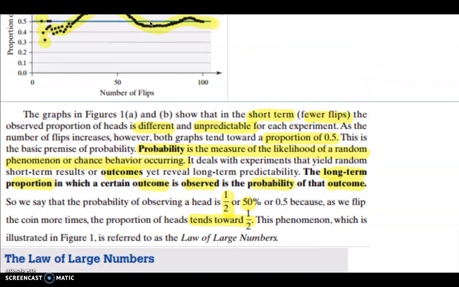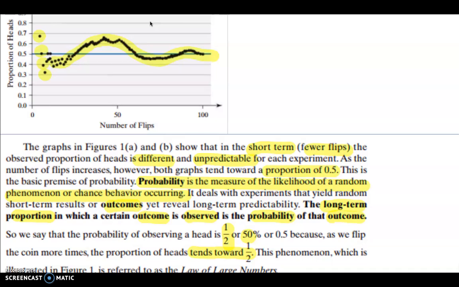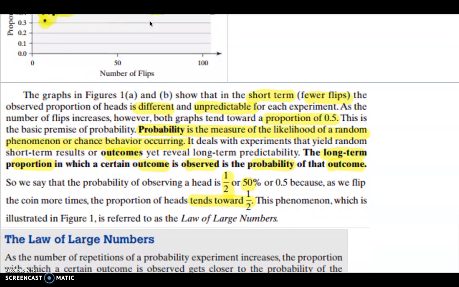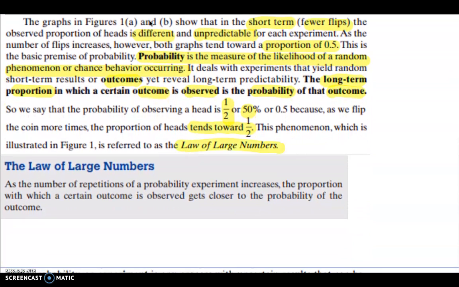Now this phenomenon that we see in the graph, where it bounces all around, and then all of a sudden we get closer and closer to 1/2, is referred to as the law of large numbers. The law of large numbers simply says that as the number of repetitions of a probability experiment increases, the proportion with which a certain outcome is observed gets closer and closer to the actual probability of that outcome. So the more times you repeat an experiment, the closer the observed proportion gets to the true probability of the outcome.